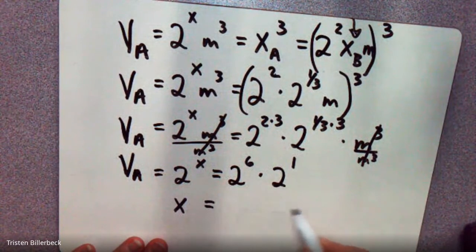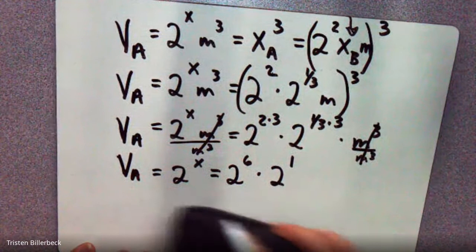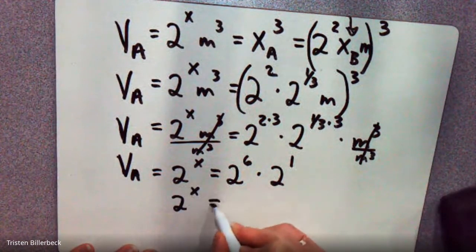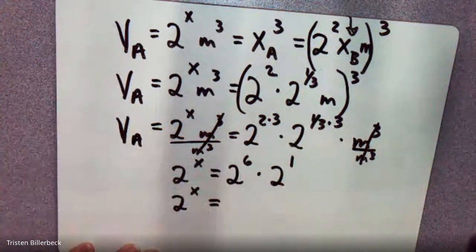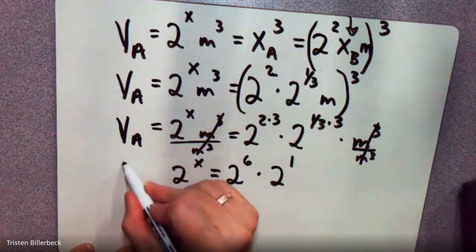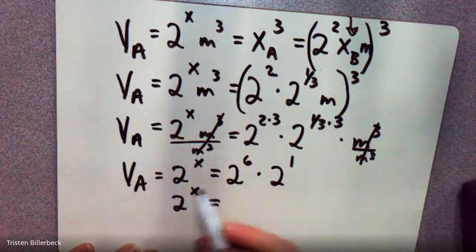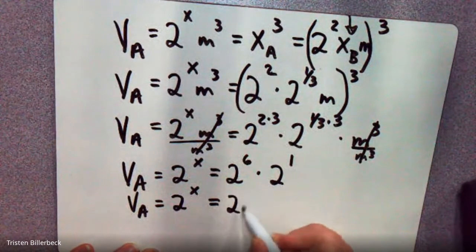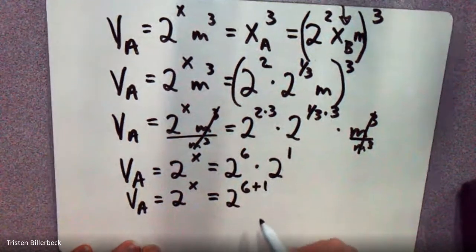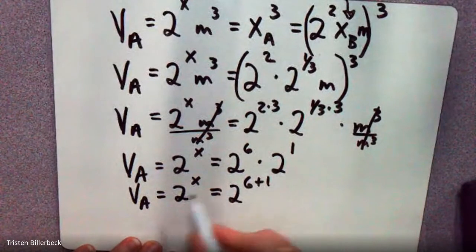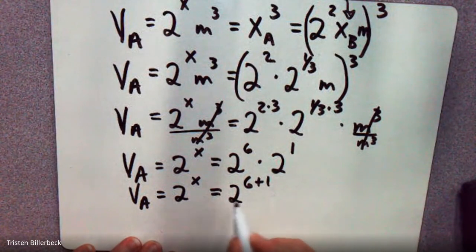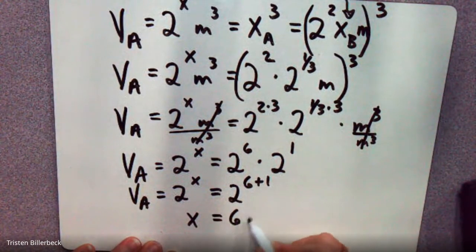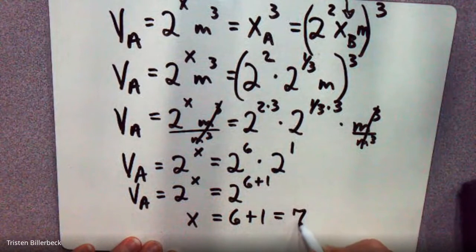x equals, well, let's do one more line. So I have 2 to the x. Oh, actually, this is still appropriate. Okay, volume A. So 2 to the x equals 2 to the 6 plus 1. So that gives us, now we can set these exponents equal because the bases are equal. So we have x equals 6 plus 1, which is just 7.